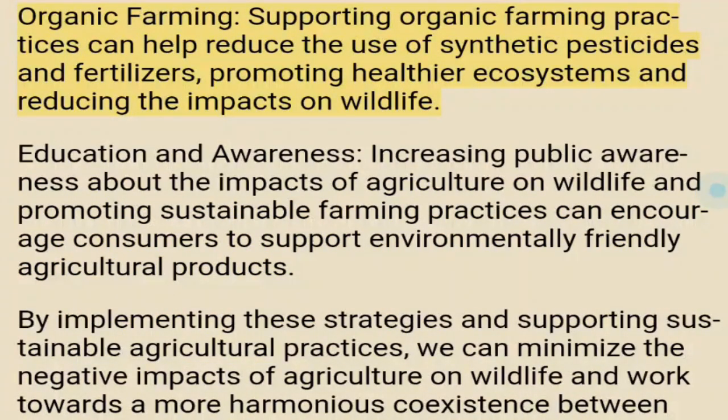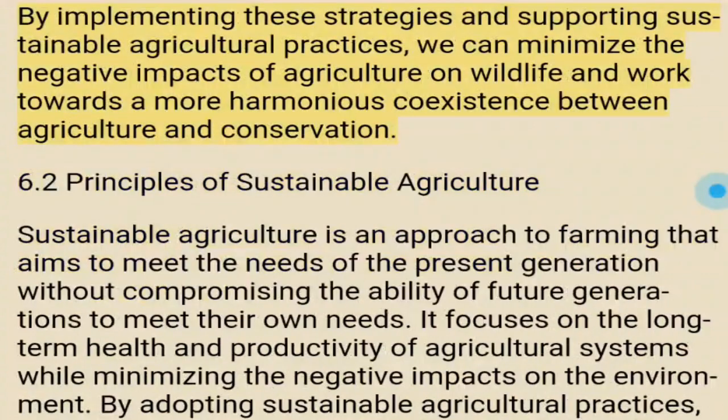Organic farming. Supporting organic farming practices can help reduce the use of synthetic pesticides and fertilizers, promoting healthier ecosystems and reducing the impacts on wildlife. Education and awareness. Increasing public awareness about the impacts of agriculture on wildlife and promoting sustainable farming practices can encourage consumers to support environmentally friendly agricultural products. By implementing these strategies and supporting sustainable agricultural practices, we can minimize the negative impacts of agriculture on wildlife and work towards a more harmonious coexistence between agriculture and conservation.